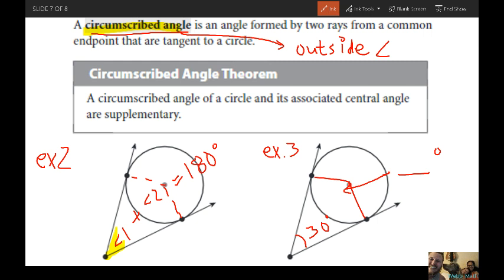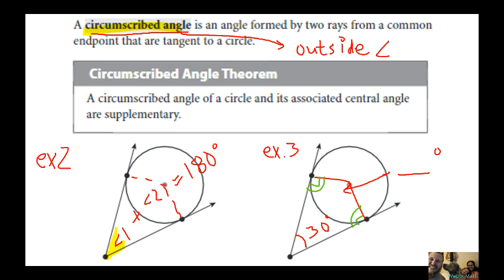Also, fun fact, this angle right here and this angle right here should also be supplementary. They should both add up to 180. So always remember that. And also, fun fact, they're exactly 90 degrees, aren't they? Yeah, they're both 90 degrees because both those rays are tangent lines. So example 3, that's on you.